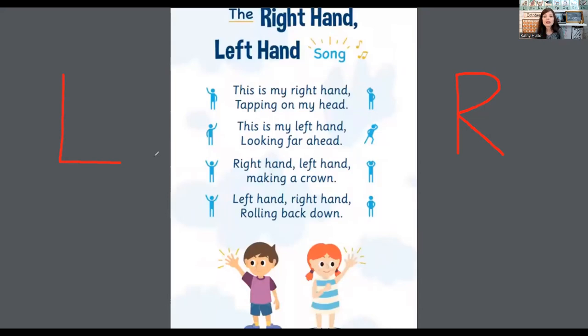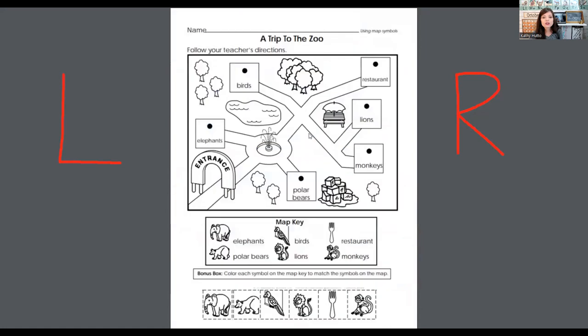All right, so now we know which is our right and which is our left. So we're going to use those directions as we do our map skills today. It's a very simple map skills. We're just doing right and left. We're going to walk into the zoo. This says entrance. And then we're going to come to the fountain and we need to make a decision. We're either going to go right or left.